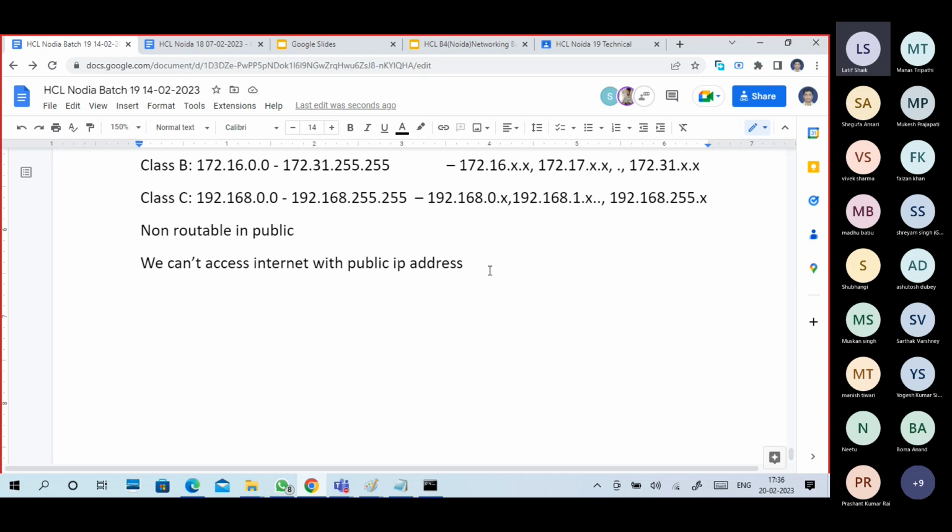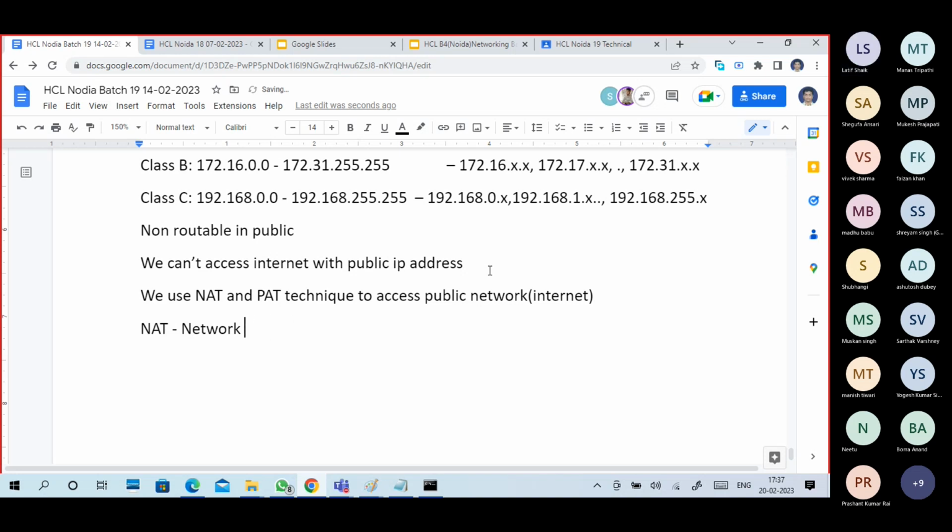Okay, so you cannot access the internet with a private IP address. So we use NAT and PAT techniques to access a public network, meaning the internet. NAT means network address translation. PAT is port address translation, also called NAT overload.